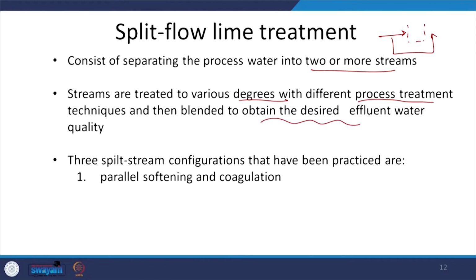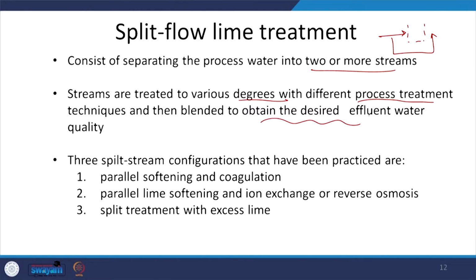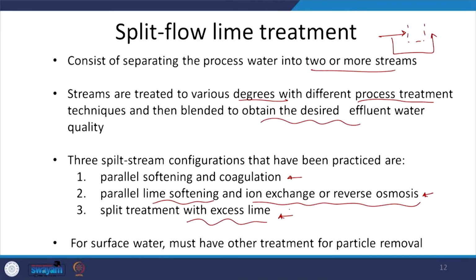If by mixing, let us say, 2-3 different streams, I can achieve my desired effluent quality without having to spend a lot, right? So, that is the relevant principle here. There are different split stream configurations, 3 split stream configurations, I guess. We can have parallel softening and coagulation, parallel lime softening and ion exchange or reverse osmosis, which we are going to discuss later, and split treatment with excess lime. Different configurations, but you do not need to obviously mug them up; I am just mentioning that here.